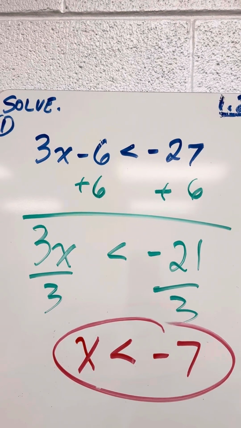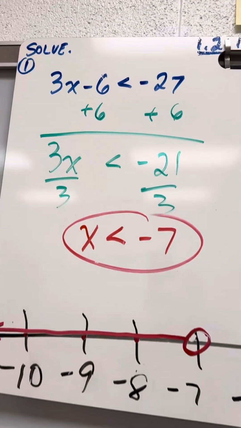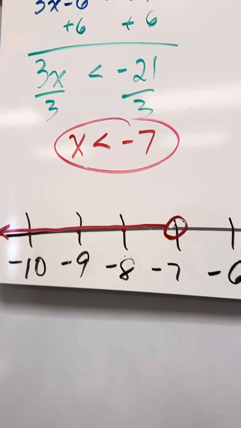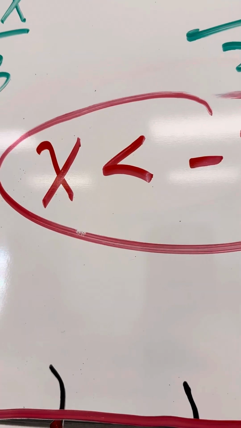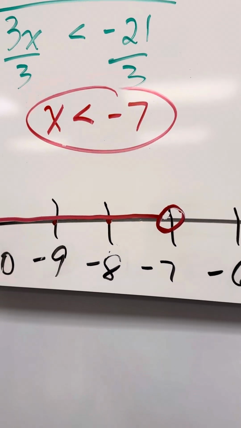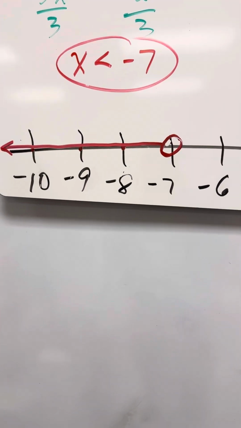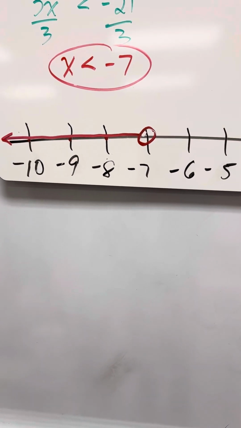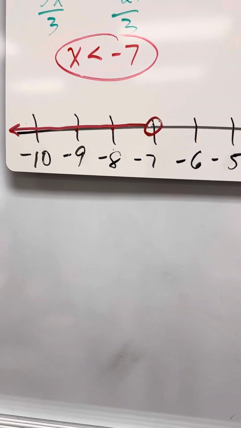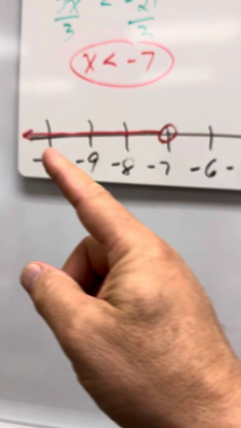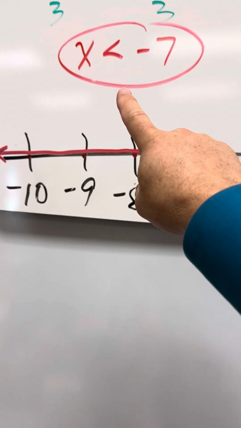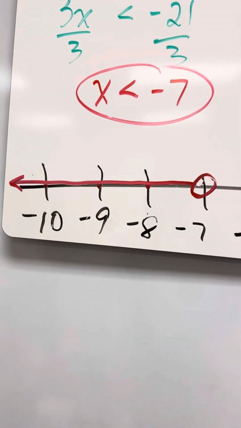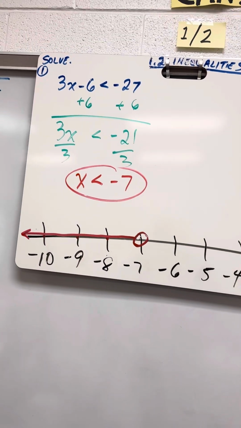So now, you're going to have to graph that as well on the Delta Math assignment. So less than means not equal to, okay? Not equal to will be an open circle. So you put an open circle on negative 7 and you shade to the left. You go the same direction that this is pointing. If this is pointing to the left, you shade to the left, okay?